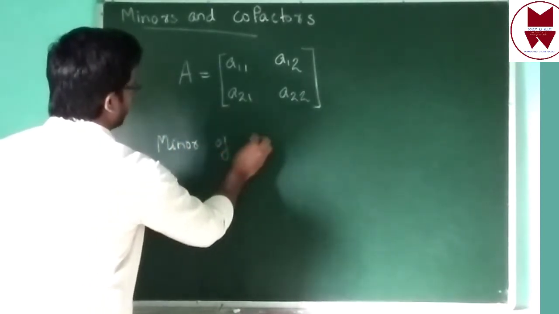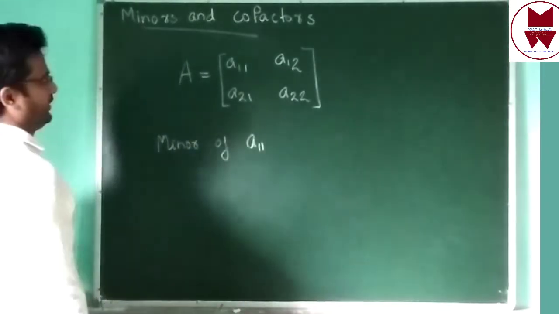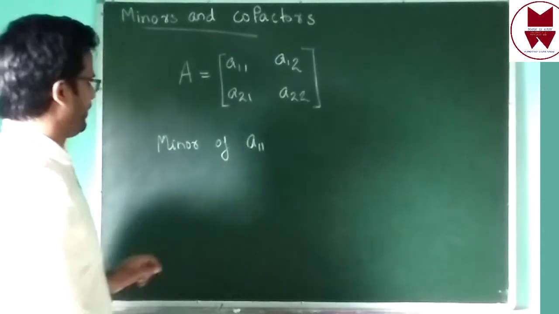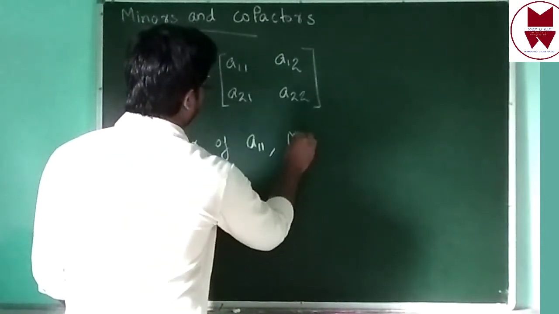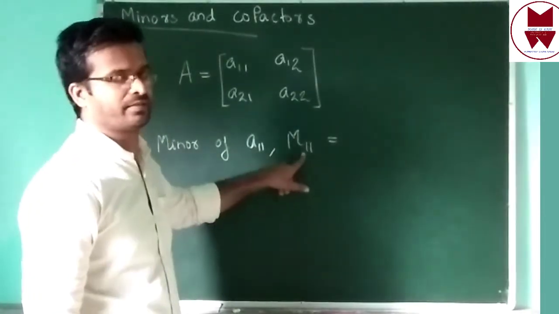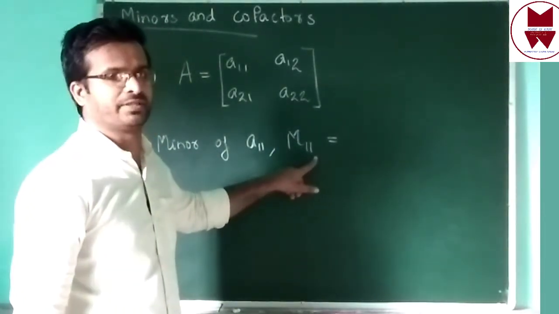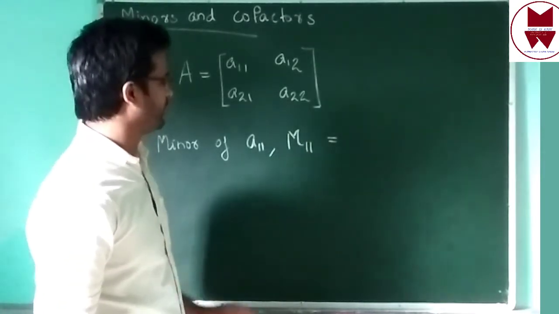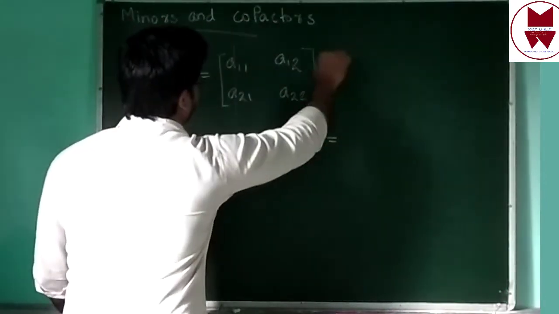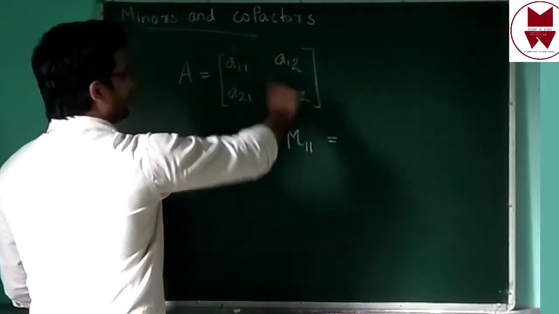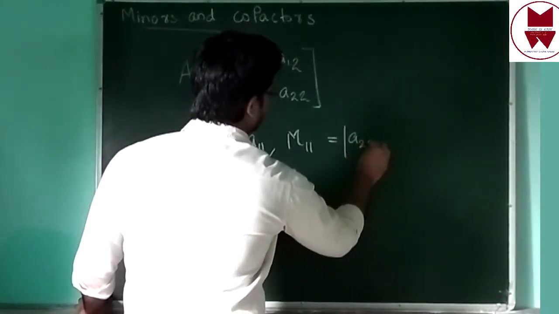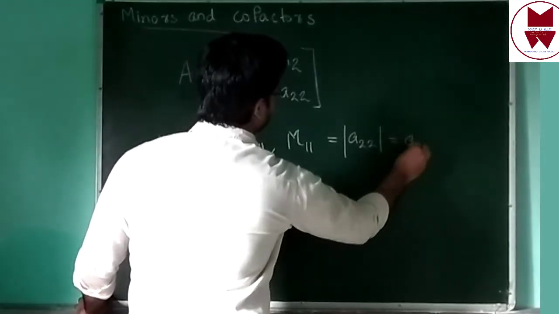the minor of a11. How can we find the minor of a11? The minor of a11 is represented by M11. The first subscript represents the first row, and the second represents the first column. Leave out the first row and first column. Then which term is remaining? a22. The determinant of a22 is directly a22.